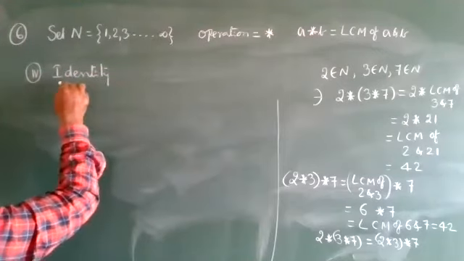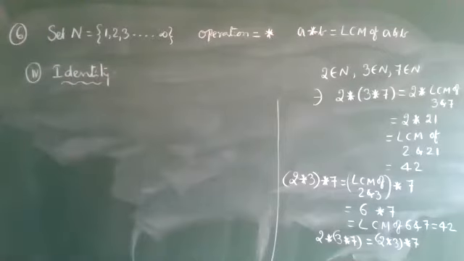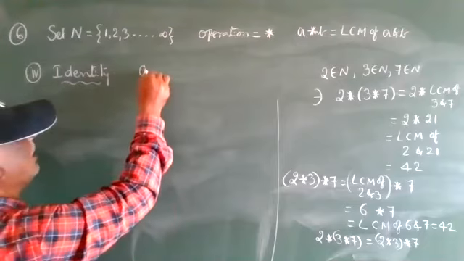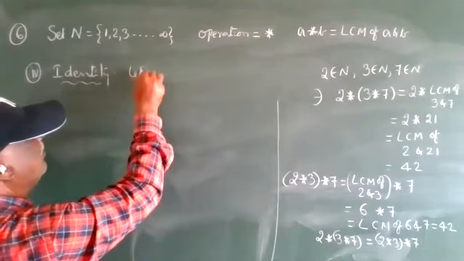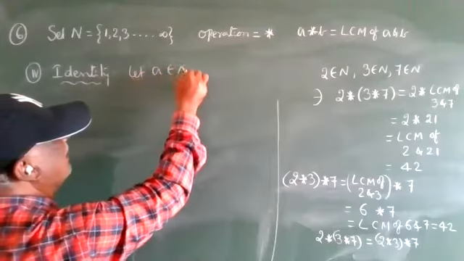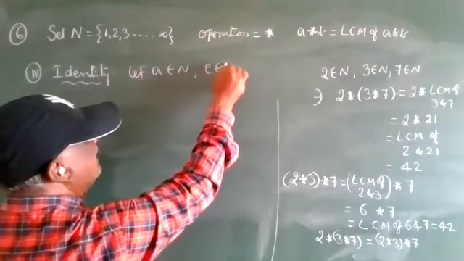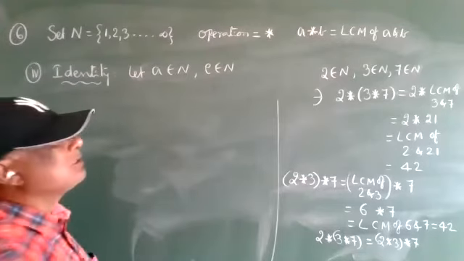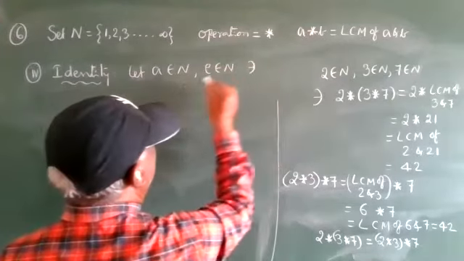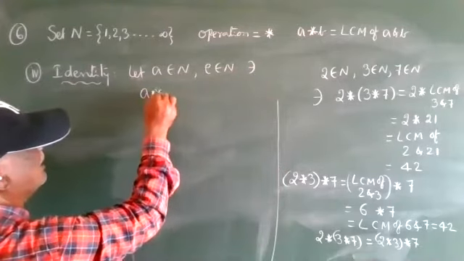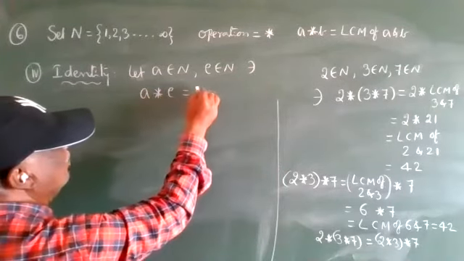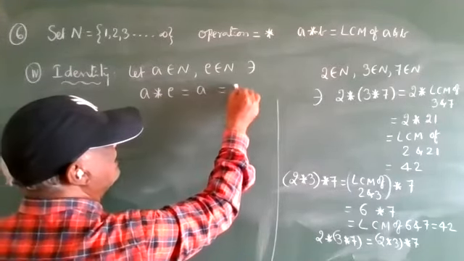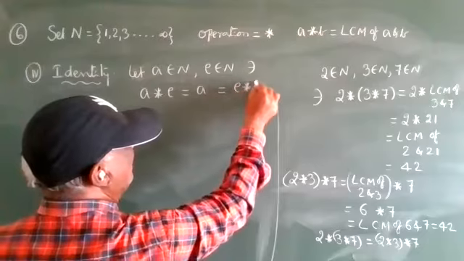Identity. What is the identity? Let A belong to the natural numbers. E is the identity symbol. E belongs to the natural numbers such that A star E is equal to A, which is equal to E star A.